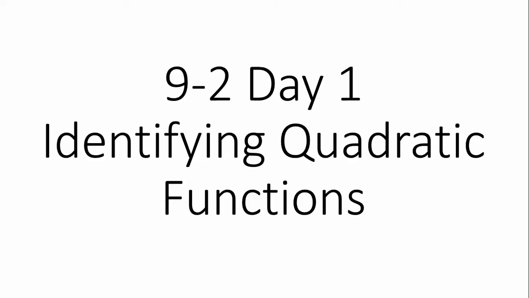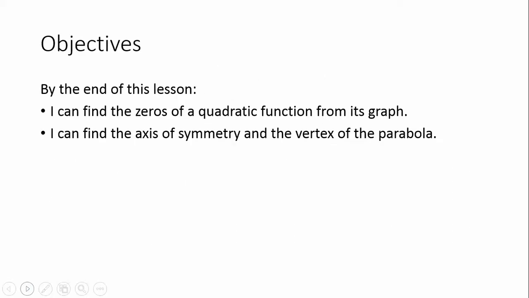Section 2 in Chapter 9 we split into a couple days, and we're going to be doing some identifying with quadratic functions. So we want to be able to find the zeros of the quadratic function from its graph, and we also want to be able to find the axis of symmetry and the vertex of the parabola.